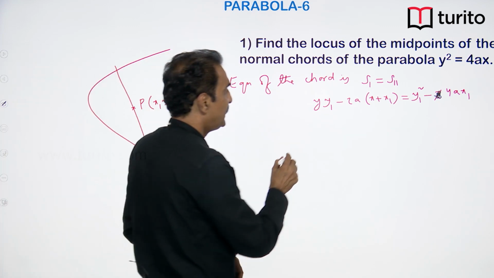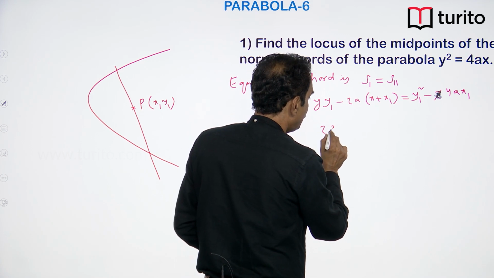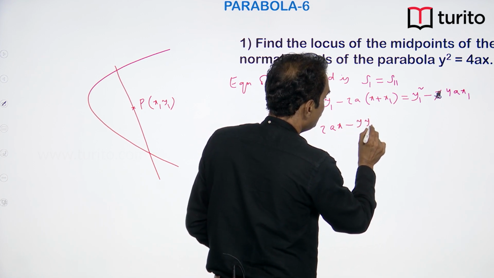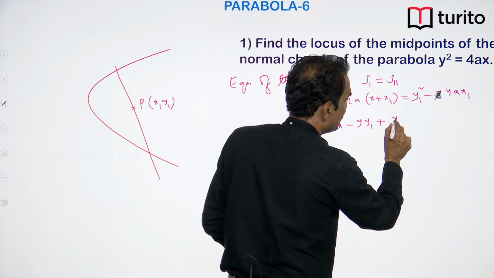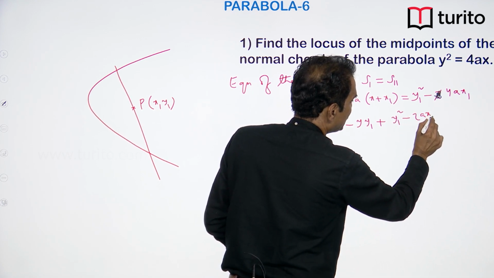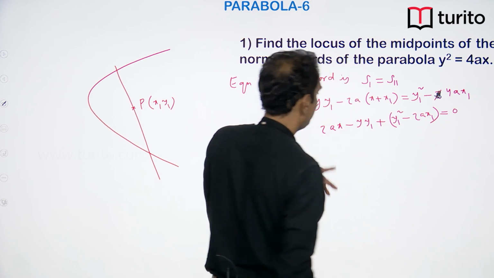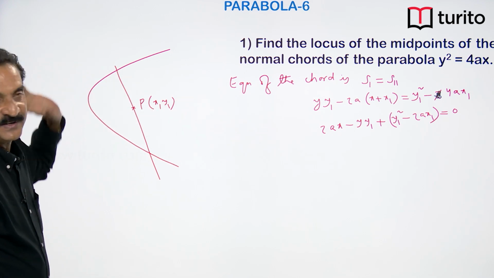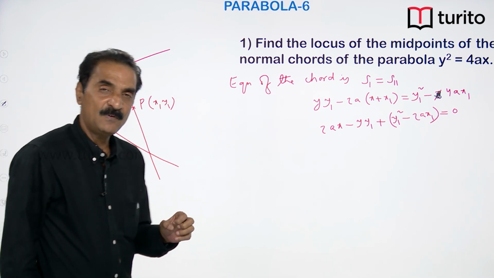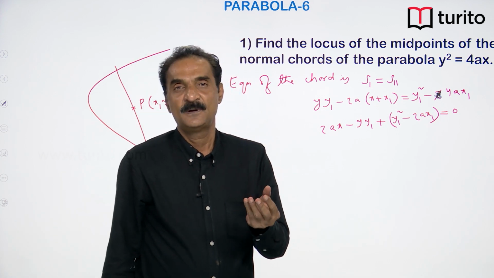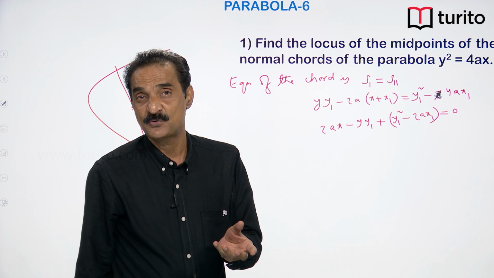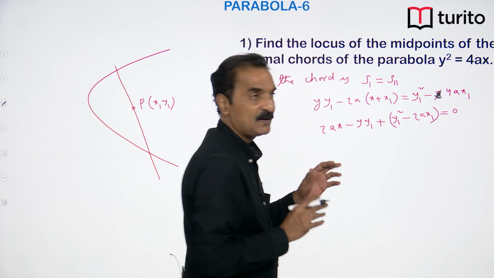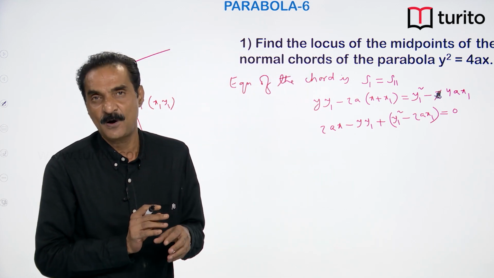We can simplify and write it as 2ax minus y1 y plus y1 square minus 2ax1 is equal to 0. This equation can be simplified. Now, it is a normal at some point, but the equation of the normal should be in the form of tx plus y is equal to at cubed plus 2at, or you can take the slope form of the normal. So, if this is a normal, you can compare it with either the parametric form or the slope form.